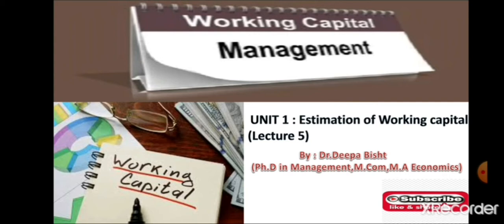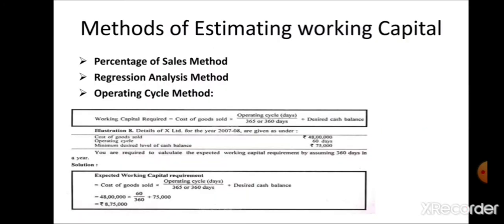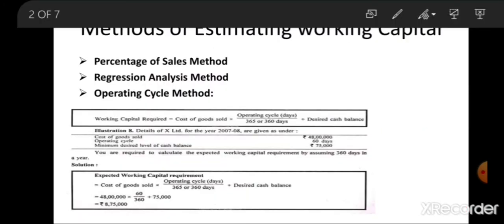So let's start with a new topic, that is the estimation of working capital requirement. Students, the working capital is calculated by three methods, that is the percentage of sales method, regression analysis method, and operating cycle method. So first is the percentage of sales method. Students, in this method, the estimation of working capital is based on the assumption that the level of working capital of any firm is directly related to the sales value, right?